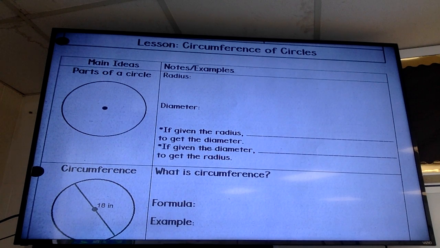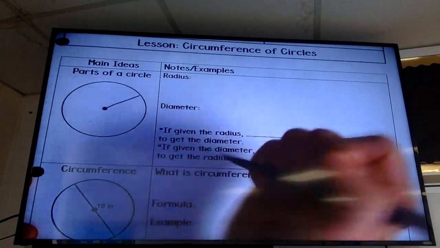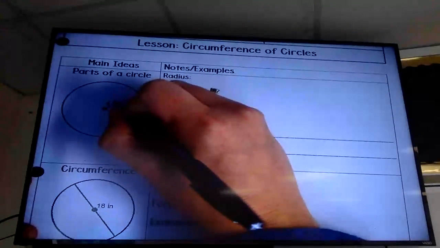All right, these are the notes for circumference of circles. So first couple things that we need to talk about with a circle is there's different parts of a circle. So on a circle from the center to any given point on the outside, that is called our radius.